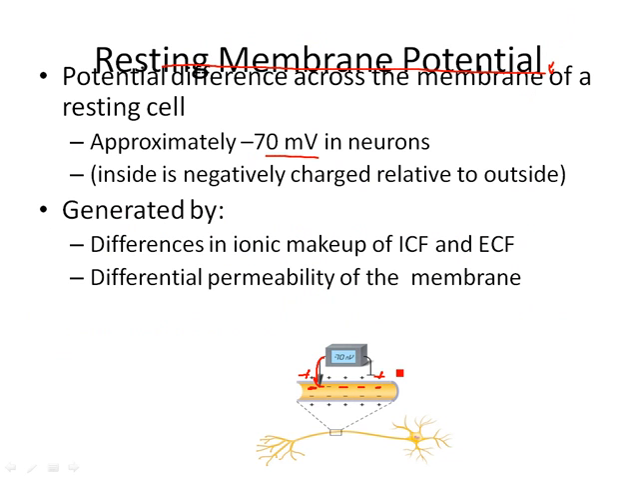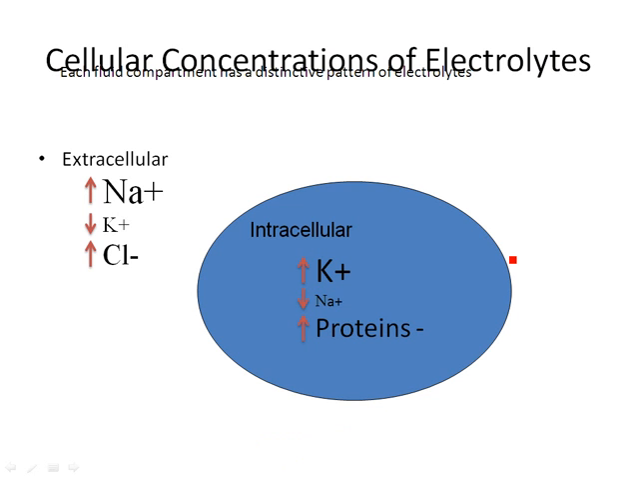And the way this occurs is there's a difference in the ionic makeup, the amount of sodium and potassium, basically, inside the cell and outside the cell. And this difference creates this battery. So you've got to go back to Unit 1, basically, and remember your intracellular fluid, and your extracellular fluid, and remember the ionic makeup of both those compartments.